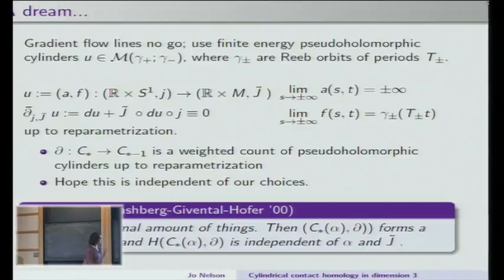And then a very celebrated conjecture of Eliashberg, Givental, and Hofer from 2000 was that if we assumed a very minimal amount of things, this chain complex is a thing, meaning d squared is 0, and also that the homology is independent of alpha and j.